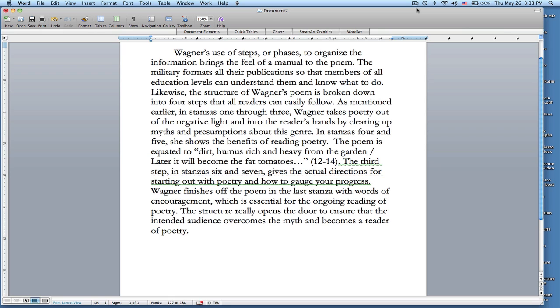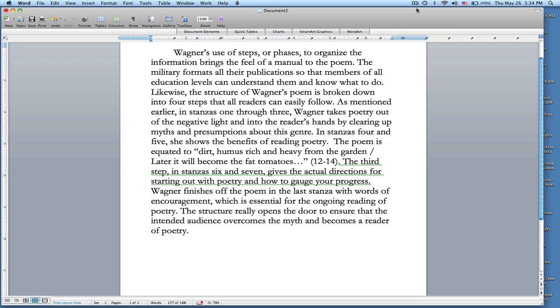Wagner's use of steps or phases to organize the information brings the feel of a manual to the poem. So, okay, that's a nice topic sentence because we know the writer is going to be focusing on the phases of approaching poetry, and it relates back to the thesis of what makes it a manual.